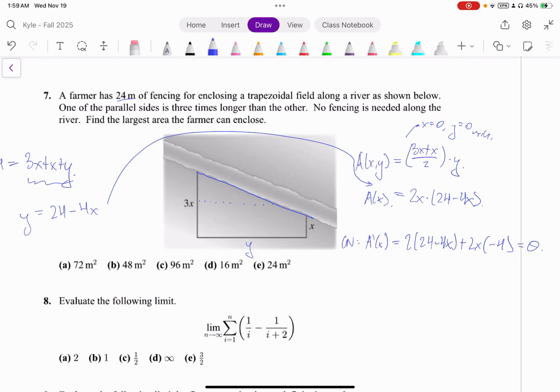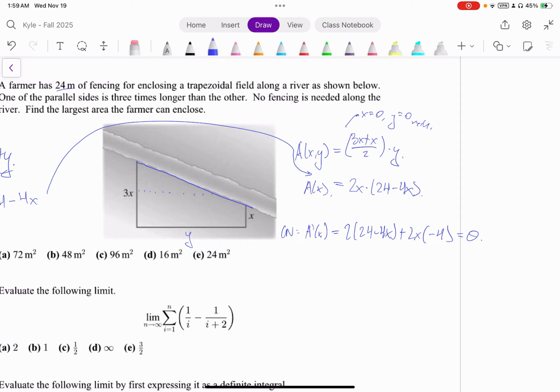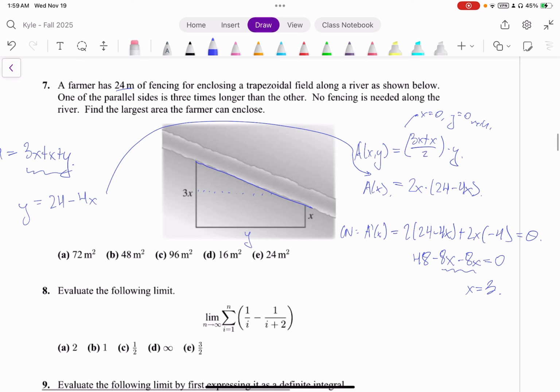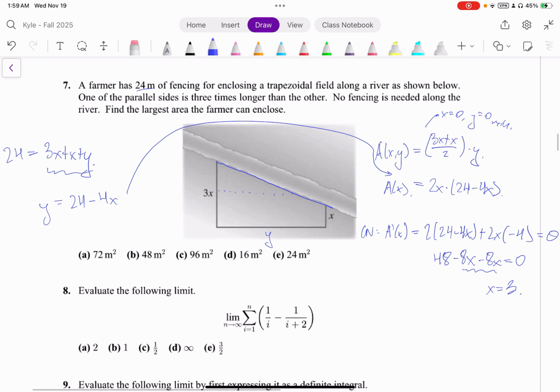Notice that this is never going to be undefined because we're taking a derivative of a polynomial function. 48 minus 8x minus 8x is equal to 0. This is negative 16x, so x is equal to 3. So if we want to find the largest area that we can enclose, we can just sub this back into our area function. So A at 3 is equal to 2 times 3 times 24 minus 12. So 6 times 12 is 72.